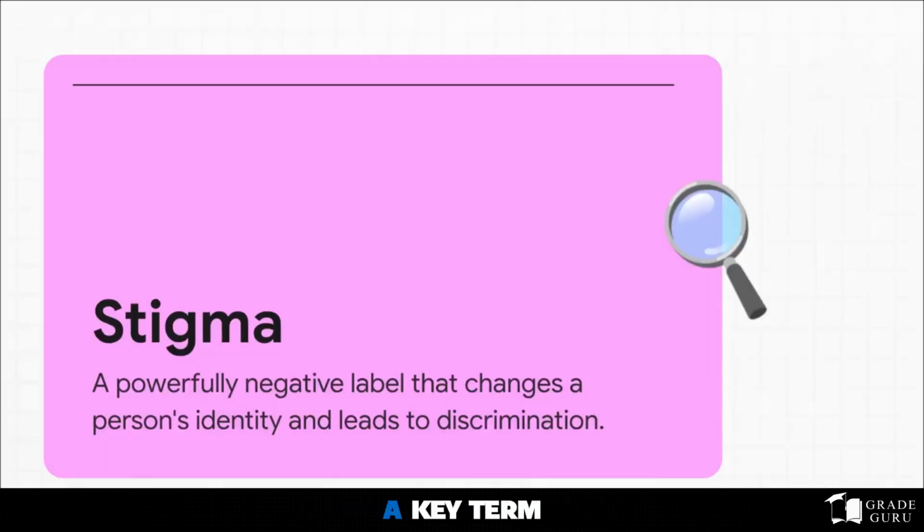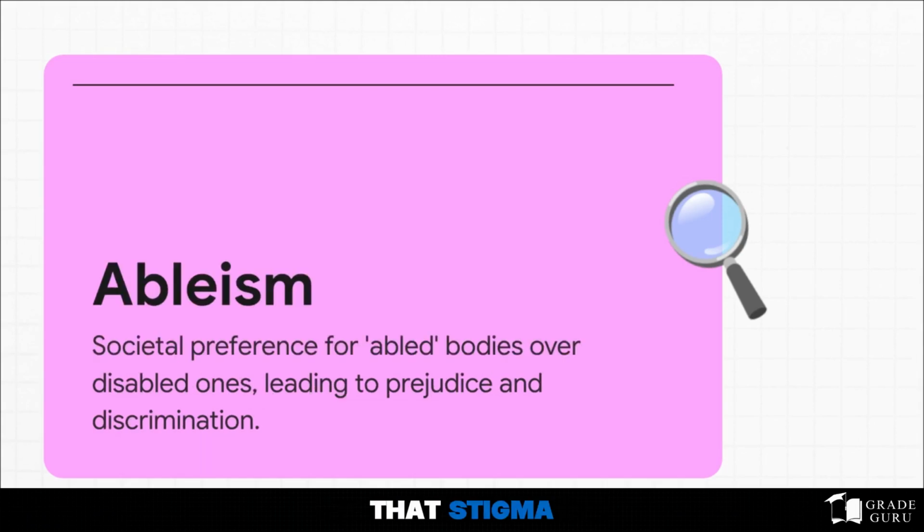See the difference? A key term you have to know here is stigma. And this isn't just any old label. It's a powerfully negative one. It can fundamentally change how people see themselves and, just as importantly, how others treat them, which often leads to very real discrimination. And what fuels that stigma? It's something called ableism. This is the underlying belief system, this widespread, often unconscious societal preference for so-called abled bodies that creates all those social barriers and justifies discrimination.